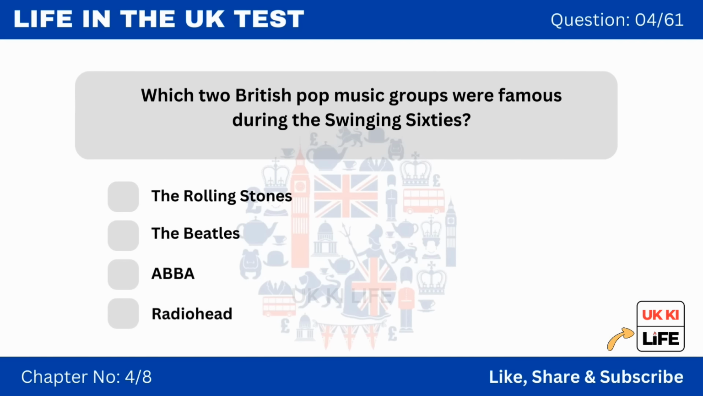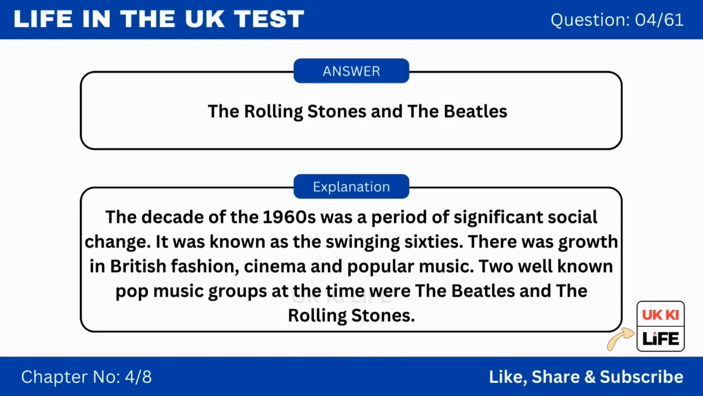The correct option is A and B. Explanation. The decade of the 1960s was a period of significant social change. It was known as the swinging 60s. There was growth in British fashion, cinema and popular music. 2 well-known pop music groups at the time were the Beatles and the Rolling Stones.